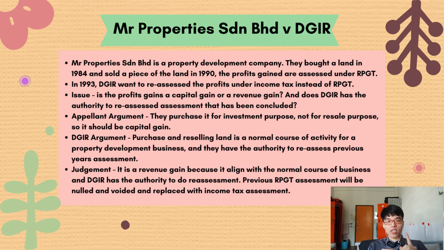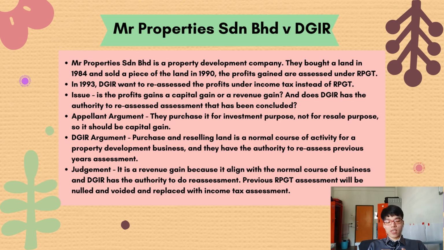So the court held that the income earned from selling that piece of land is a revenue gain, meaning that it is a business income and should be chargeable to tax. So the argument is, first of all, the Mr. Property, they fail to prove that they bought the land for investment purpose. Instead, they really bought the land for trading purpose. They want to buy it and then sell it to earn the profit.